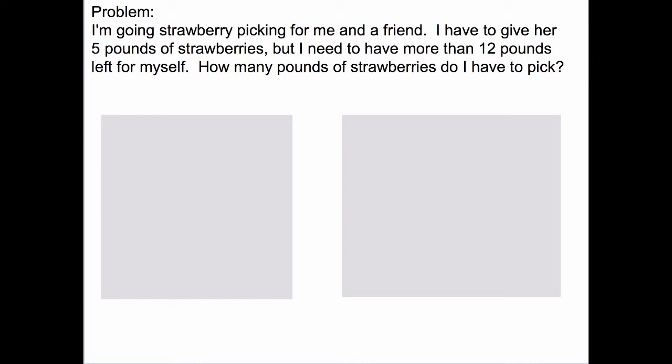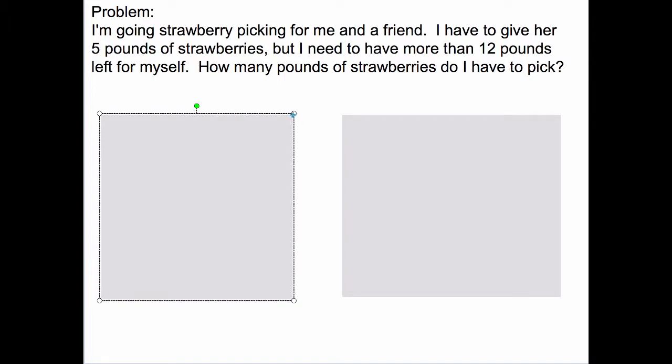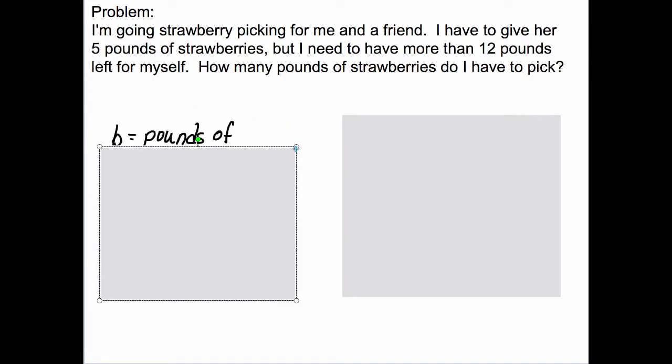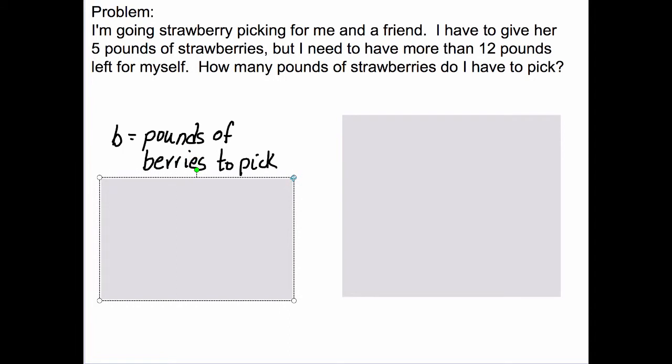Now let's do the second problem. I'm going strawberry picking, and I have to give my friend 5 pounds of strawberries, but I need to have more than 12 pounds left for myself. So how many pounds of strawberries do I have to pick? Here's what that would look like as an inequality. We use B to represent the number of pounds of berries to pick, and the inequality looks like this.